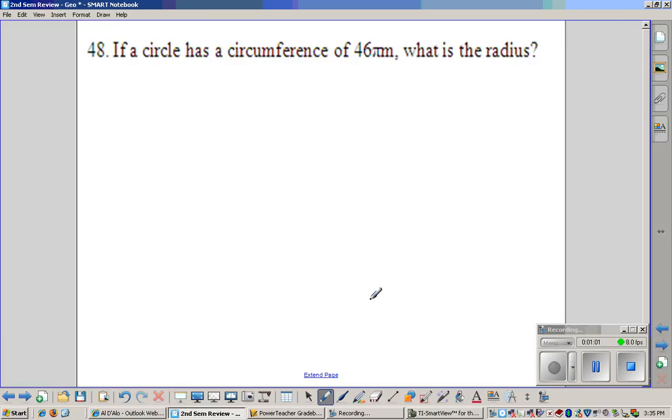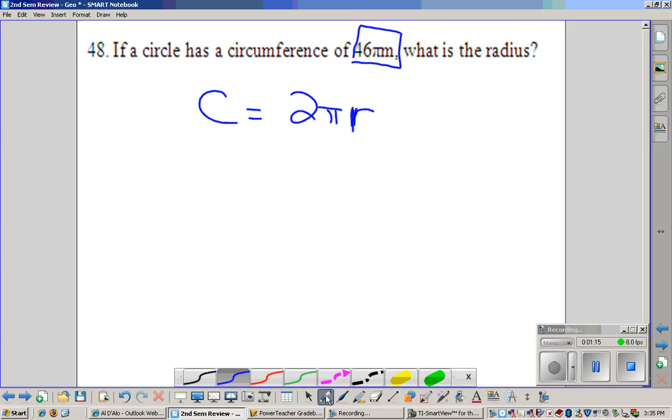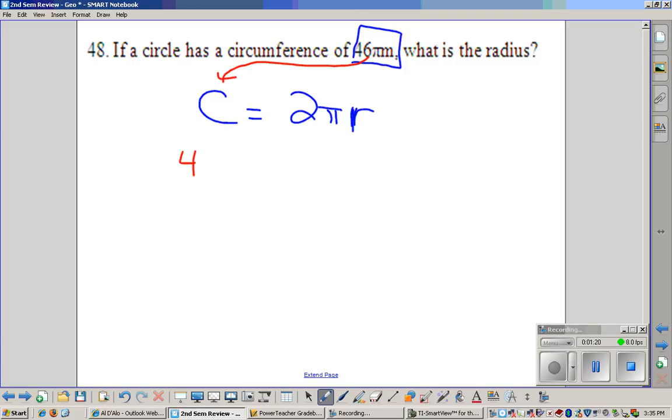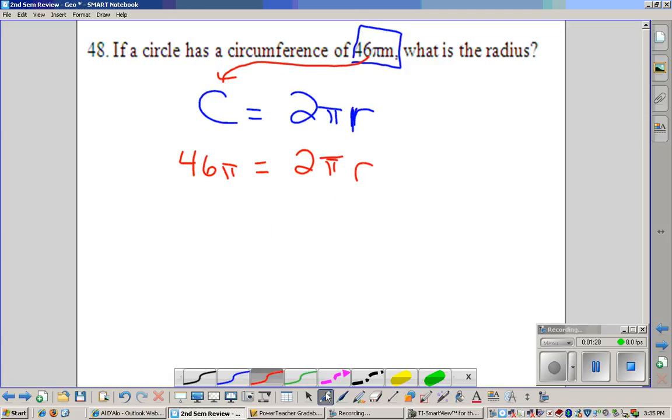The next question says find the radius given the circumference, and the circumference was given in terms of pi. So circumference equals 2 pi r. I'm a proponent of using the actual formula. So if this is the formula, 46 pi should go in for circumference. A lot of you do this in your heads, and you can do that, but you're more likely to make mistakes. If you just use the formula, things work out generally.